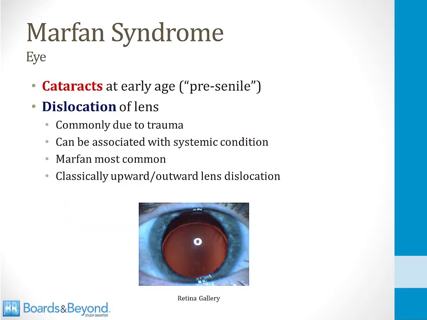There are a couple of eye findings in patients with Marfan syndrome. They can develop cataracts at an early age. Most people who develop cataracts are elderly, but in the case of Marfan syndrome, the cataracts are said to be pre-senile because they develop at an early age.